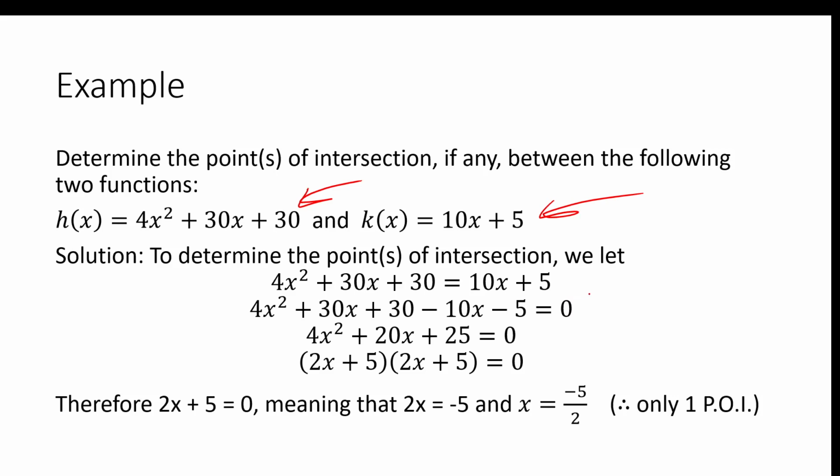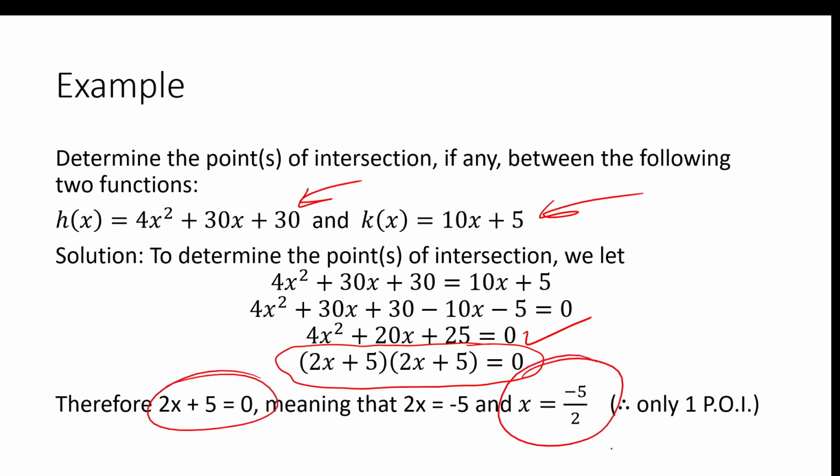We would get all the x's on one side, ultimately meaning that 4x squared plus 20x plus 25 was equal to 0. Now, 4x squared plus 20x plus 25 factors to the quantity (2x plus 5) times the quantity (2x plus 5). So that would mean that 2x plus 5 would need to equal 0, ultimately meaning x was equal to negative 5 over 2, and there was only one point of intersection.